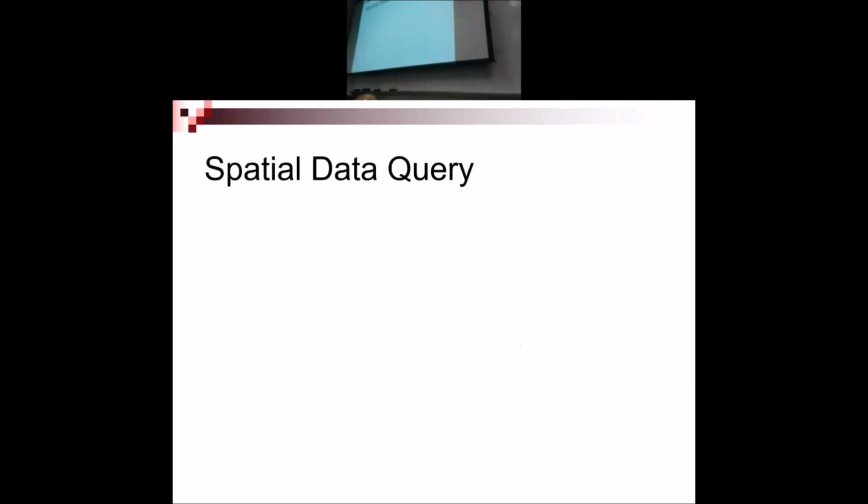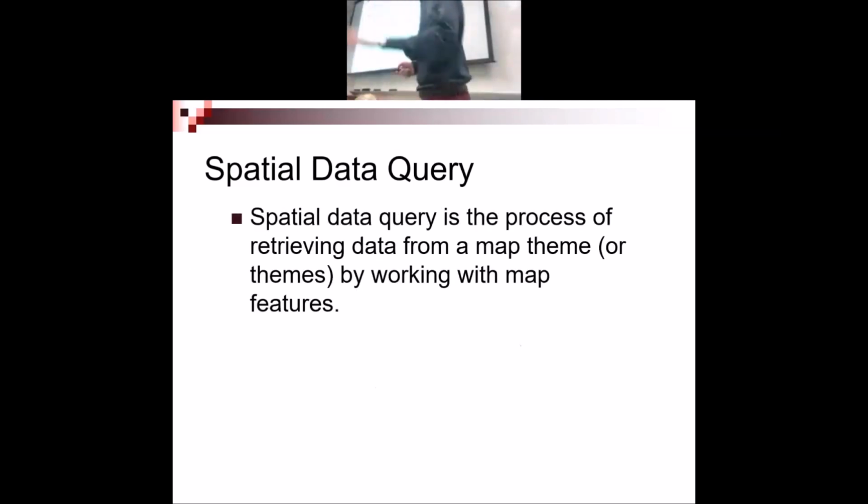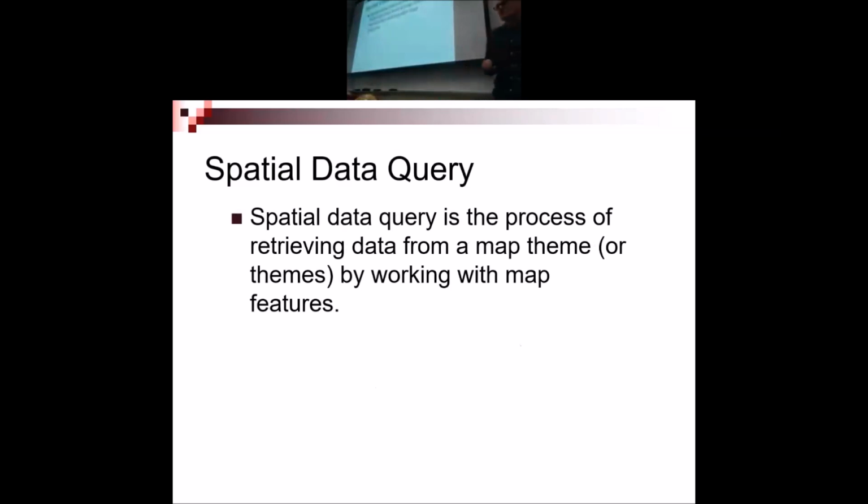So spatial queries are basically the process by which we retrieve data from a map theme by working with map features. Because like we saw before with homicides or incidents, it doesn't say distance from a school. What census tract is this located in? Because if you look at all the different combinations or permutations of this, you would never be done.